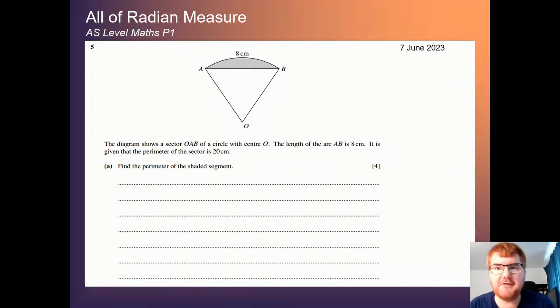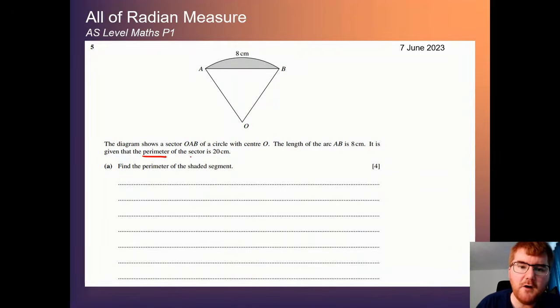Right, let's carry on. So we've got some exam questions here, all from the last couple of years. So I'm trying to keep it as up to date as possible. So the diagram shows a sector OAB with centre O. The length of the arc, as we're given, is 8 centimetres. It is given that the perimeter, very similar to our example, of the sector is equal to 20 centimetres. Find the perimeter of the shaded segment.